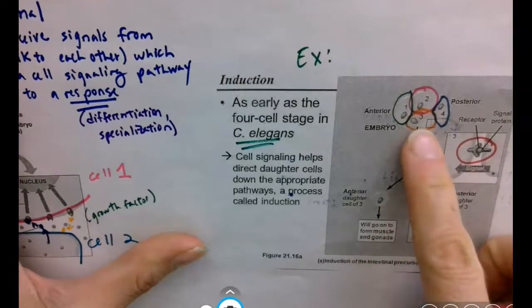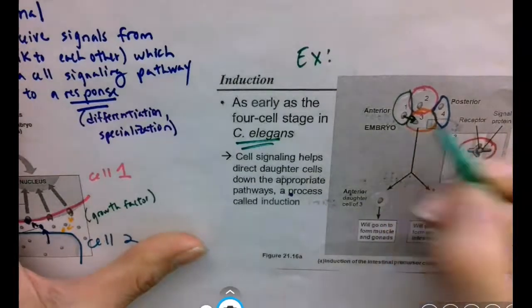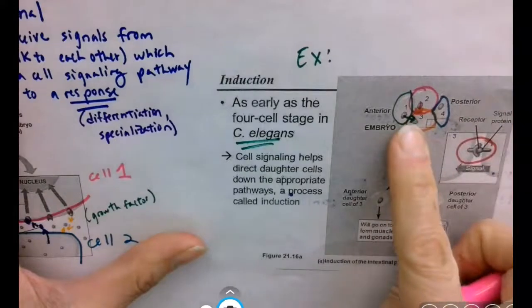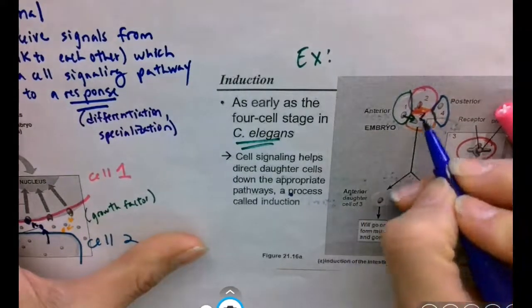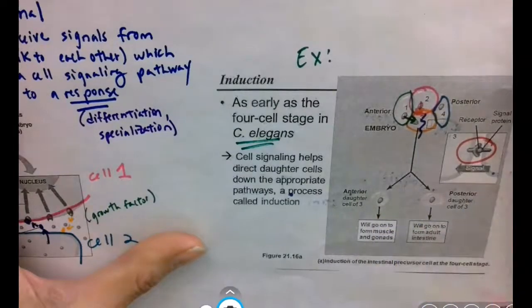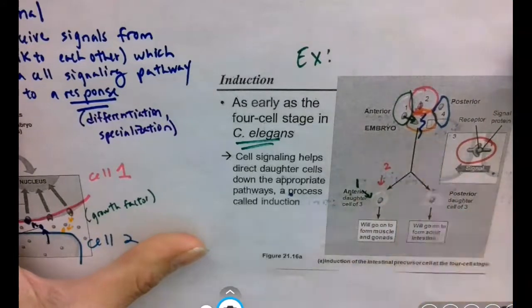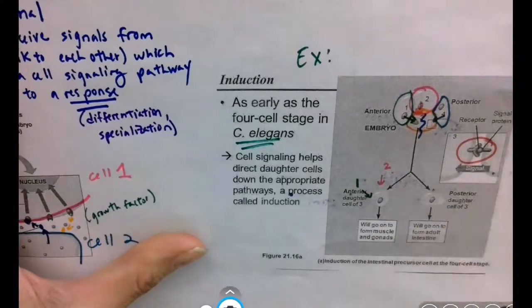Okay? And basically, cell 3 right here is getting messages from cell 1 and cell 2 on this side. So this side of the cell, when the cell divides, this cell right here will have mainly received messages from cell 2 and cell 1. This side of the cell has mainly received messages from cell 4 and cell 2.